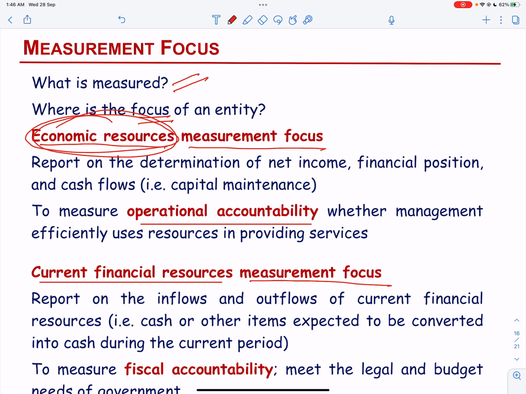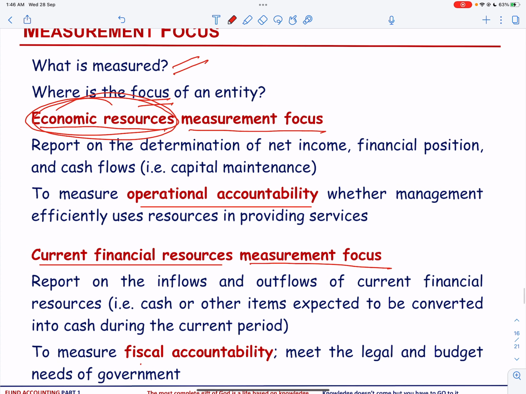Government has a fiscal accountability. That means it has to specify the revenue and expenses in the budget and then adhere to it. Fiscal accountability does not take into account the long-term assets and liabilities, as they don't tell anything about how the money came and how it was spent. So the government measures its activities using the current financial resources.